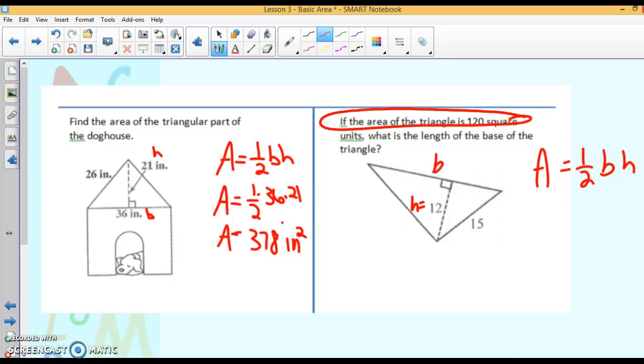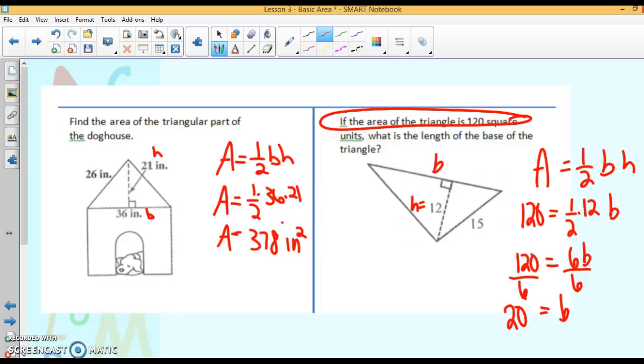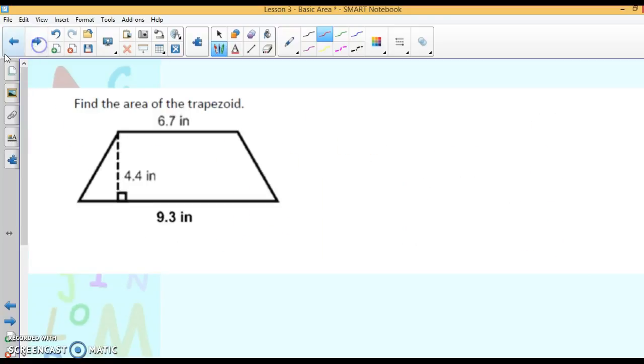So let's plug in what we know. The area is 120, so 120 equals 1/2 times B, because we don't know what the base is. The height is 12. Let's solve this. 120 equals 1/2 times 12 is 6 times B. Divide both sides by 6. B is 20. The base is 20. That is a more difficult problem because I am giving you the area and you need to find the base.